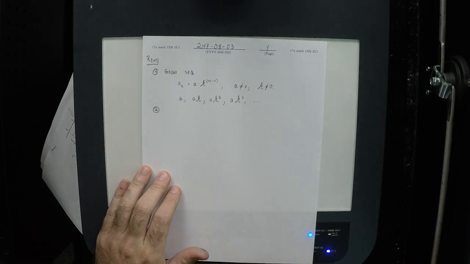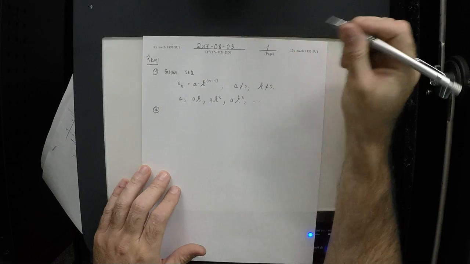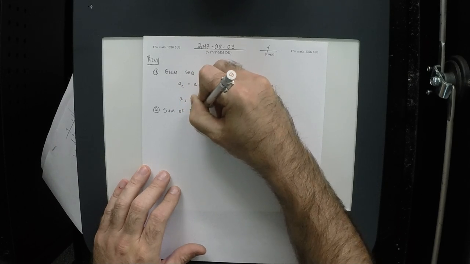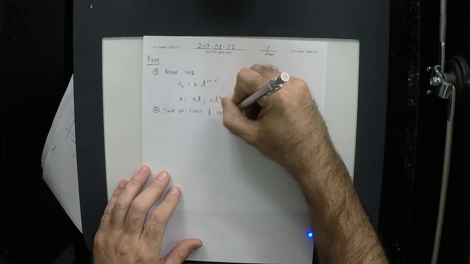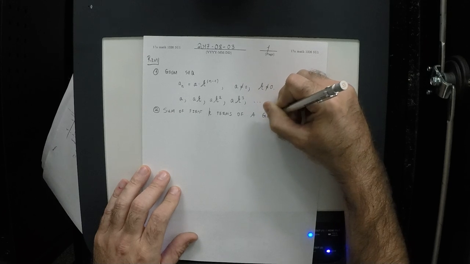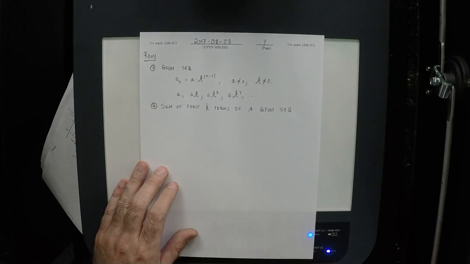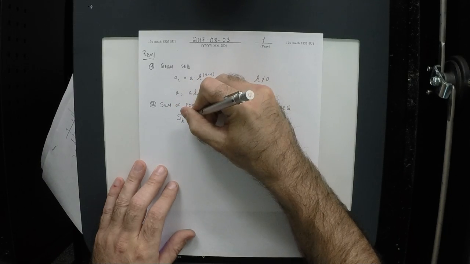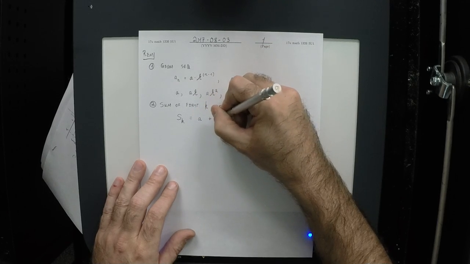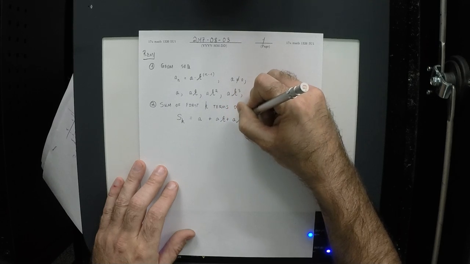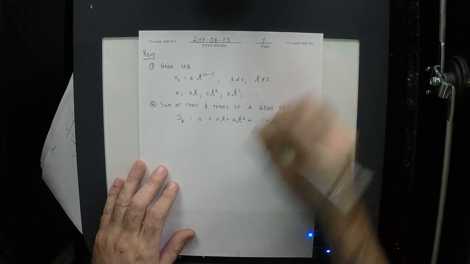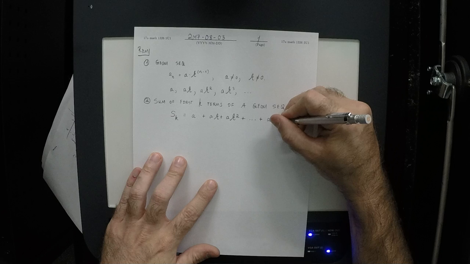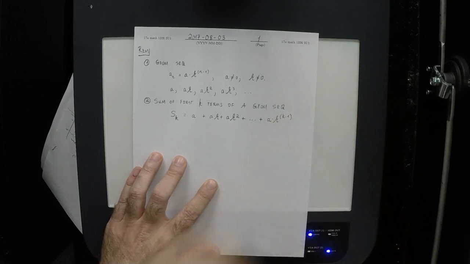Now, that's all fun and everything, but our primary interest is actually in the next thing, which is the sum of the first k terms of a geometric sequence. So this is where our interest really is. So this is denoted as S_k, and it would be a plus a r plus a r squared plus dot, dot, dot, all the way to, well, what's the last term? Very good. So that's the last term.